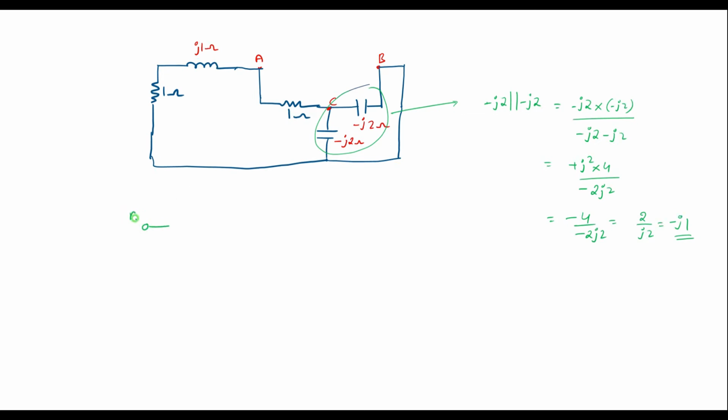Say this is node A. So to node A, J1 is connected. In series with that, 1 ohm is connected. And here we can see that B point and this point and this point are the same. So let me connect it to here. So this is point B, that is this point and this point are the same. Let me call it D. So this is D.